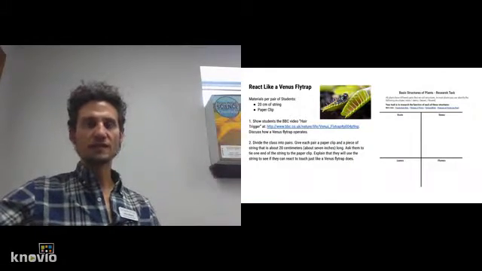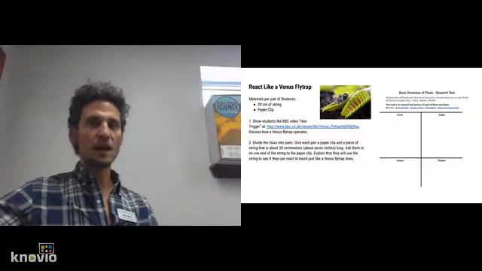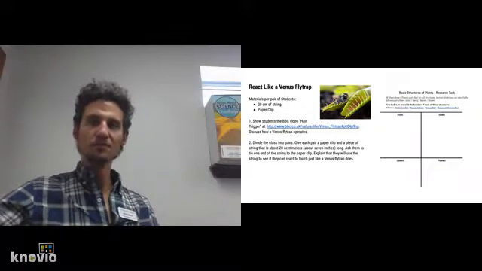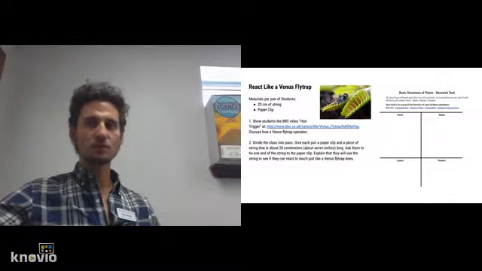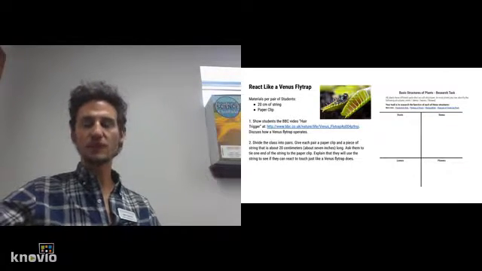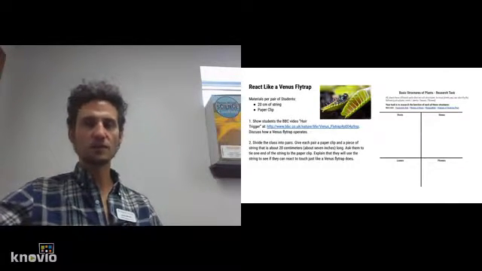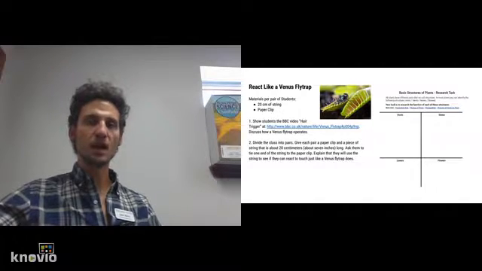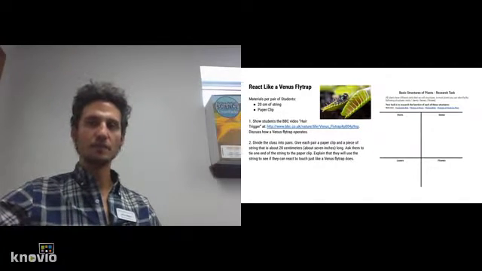One of the activities is looking at a Venus flytrap and how it responds to stimulus, but really they're diving into the basic structure of plants. So researching roots, stems, leaves, flowers. What's the function of each of those structures, and how do they help to support the plant in survival?